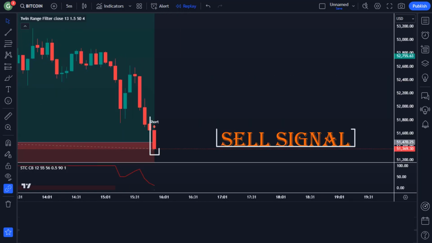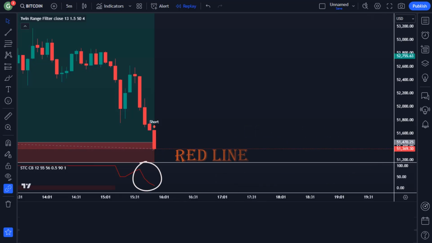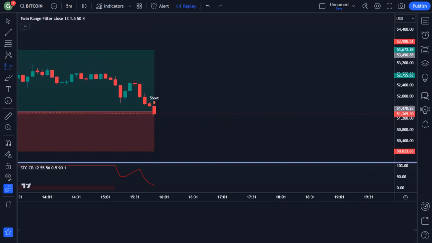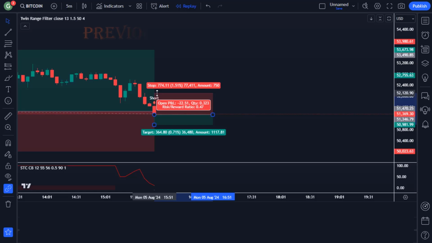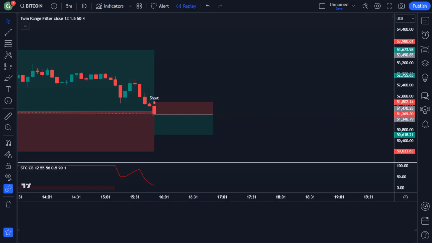We got a sell signal here. First look at the Twin Range Filter indicator, it gives a sell signal. Now if we look at the second indicator, it makes a red line. And now for the last confirmation, there should be a bearish candle here. If this condition is fulfilled, then we will place a sell order. Our stop loss is to be placed at the previous low of the candle, and the risk to reward ratio will be 1:1.5. How does this trade play out?